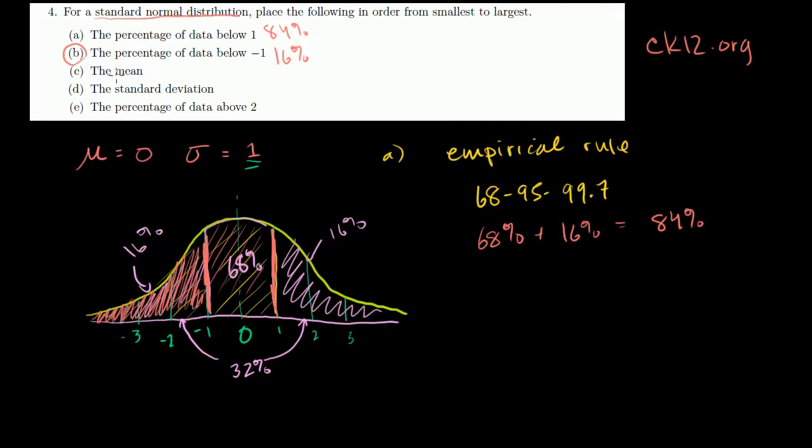Now, part C, they want to know what's the mean. Well, that's the easiest thing. The mean of a standard normal distribution, by definition, is 0. So C is 0. D, the standard deviation. Well, by definition, the standard deviation for the standard normal distribution is 1. So this is 1 right here. This is easier than I thought it would be.